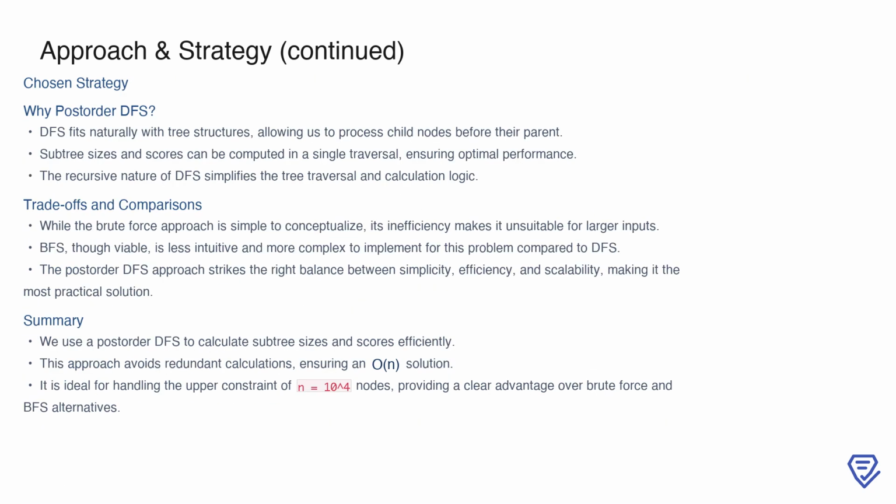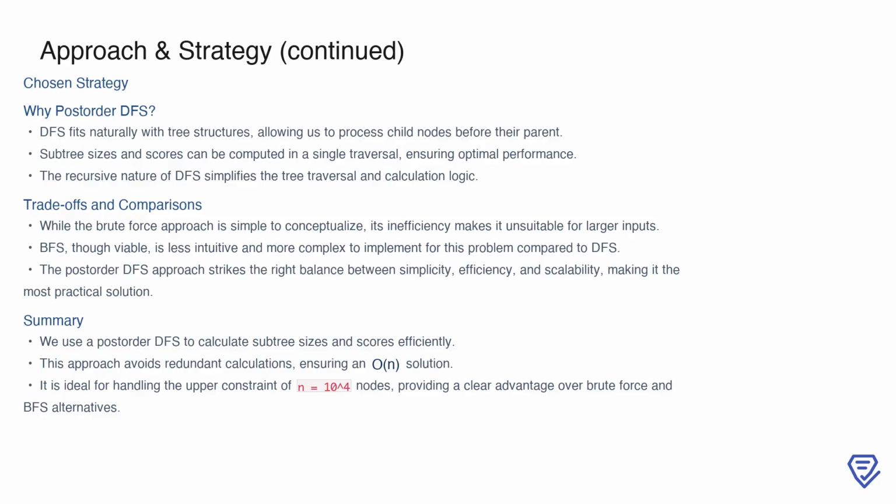The strategy we've chosen is the post-order DFS approach, and there are several reasons why it stands out. First, DFS naturally aligns with the hierarchical structure of trees, allowing us to process child nodes before their parent. This makes it particularly well suited for calculating subtree sizes and scores in a single traversal. Its recursive nature simplifies the logic for both traversal and computation. While the brute force method is conceptually simple, its inefficiency makes it unsuitable for larger inputs. On the other hand, BFS is viable but more complex to implement due to the added challenges of managing parent-child relationships in an iterative framework.